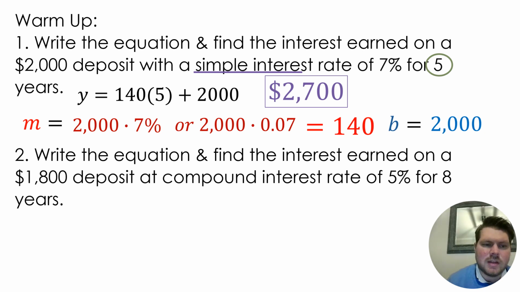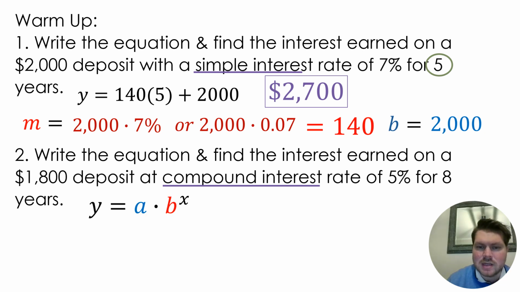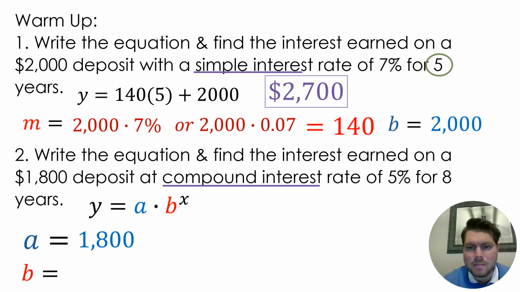So number two, I have 1,800 deposited at a compound interest. Now, simple is linear, compound is exponential, at a rate of 5% for 8 years. So I need to find my A and my B. My A is my starting amount. So I'm starting with 1,800. And my B is how much it's going up by.